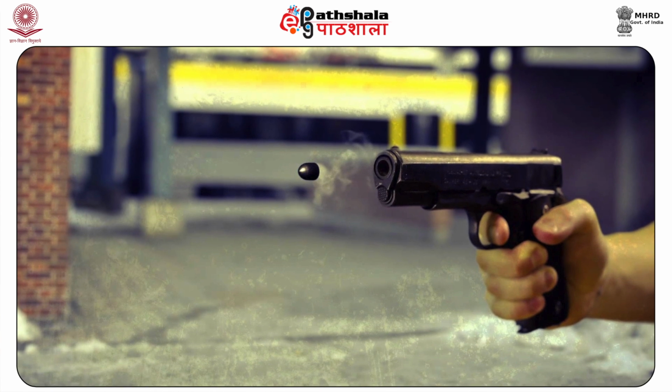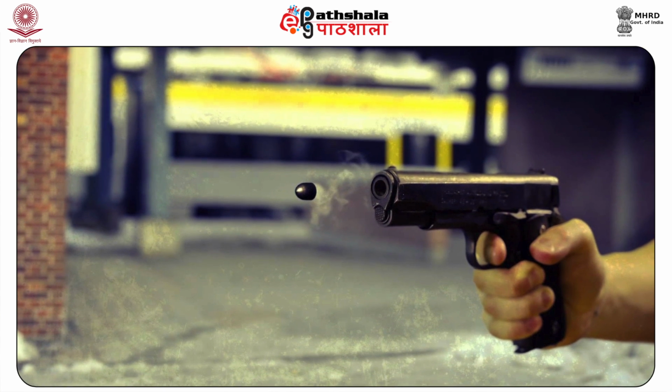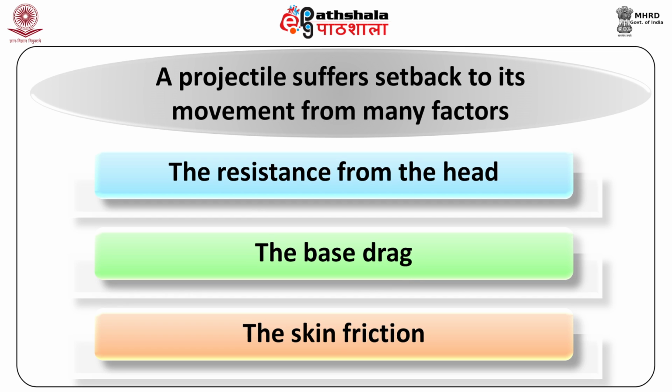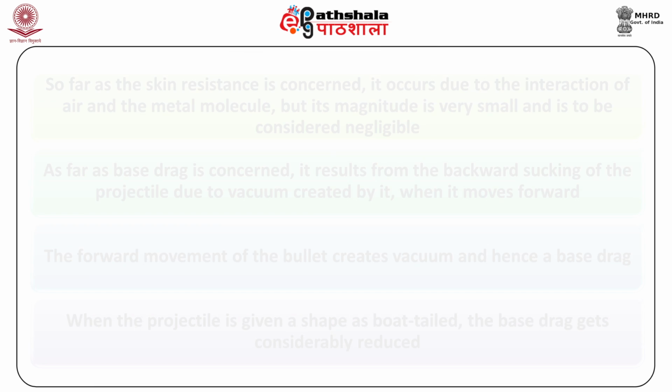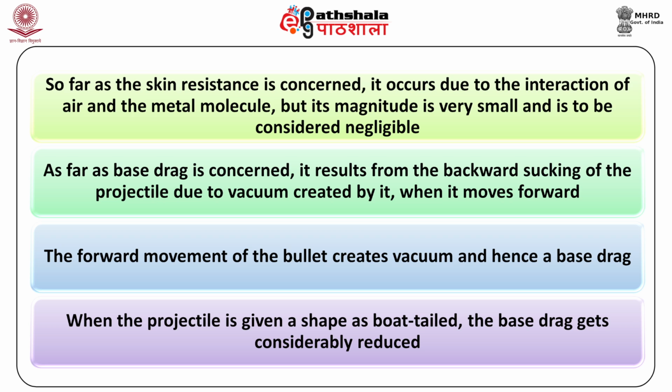Trajectory of a projectile gets affected with the shape of the bullet because different shapes of bullet face different air resistance. Some overcome air resistance better than others. A projectile suffers setback to its movement from many factors. Some of them are the resistance from the head, the base drag, and the skin friction. So far as the skin resistance is concerned, it occurs due to the interaction of air and the metal molecules, but its magnitude is very small and is to be considered negligible.